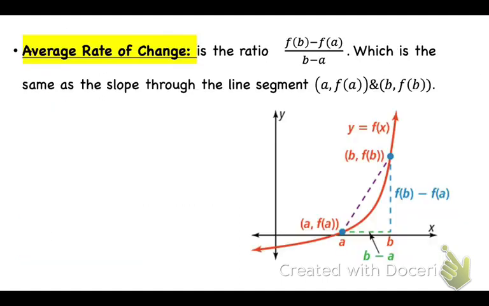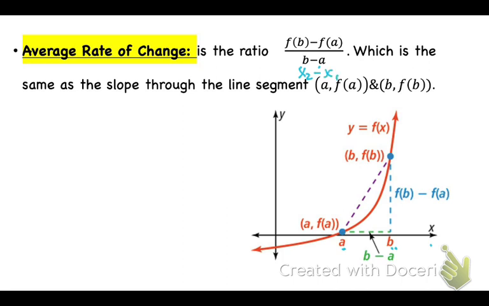Okay, average rate of change. Do not write anything. Average rate of change. What does that mean? Ratio. It's a ratio. Yep. Well, down at the bottom, I have B minus A, yes? And this is B and this is A. Aren't those X values? Yeah, so that would be like X2 minus X1.